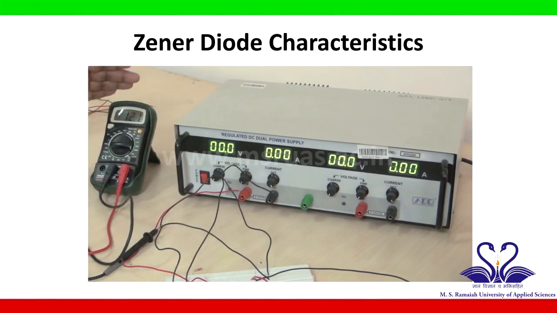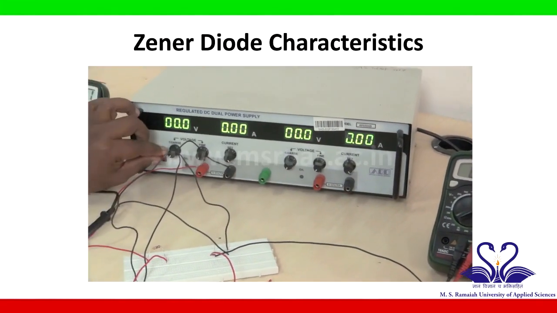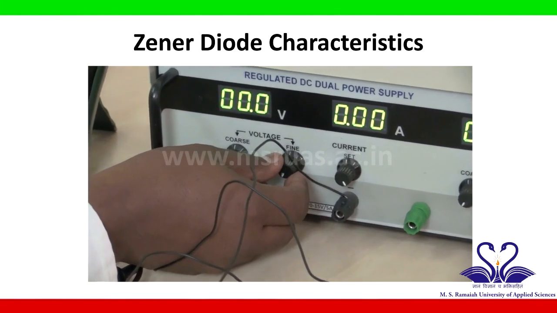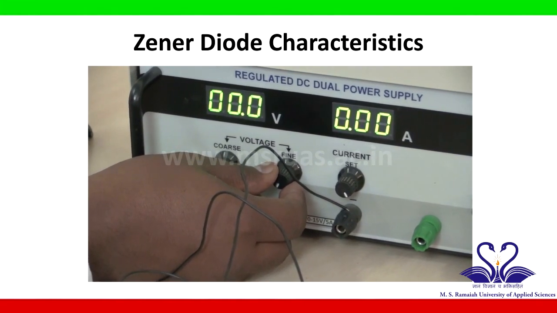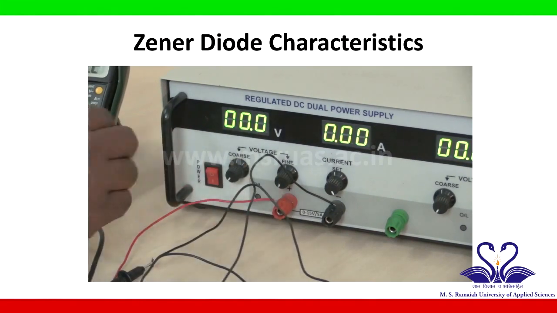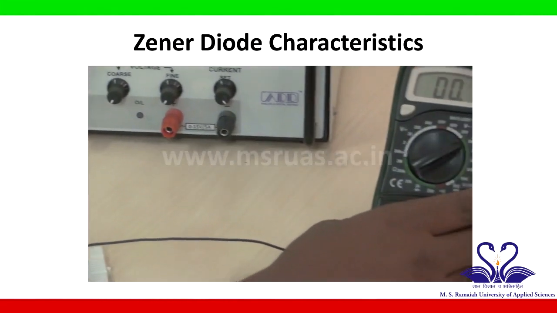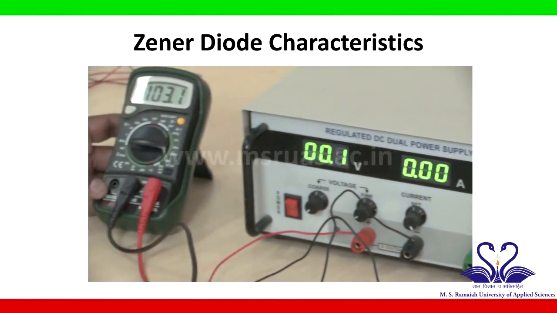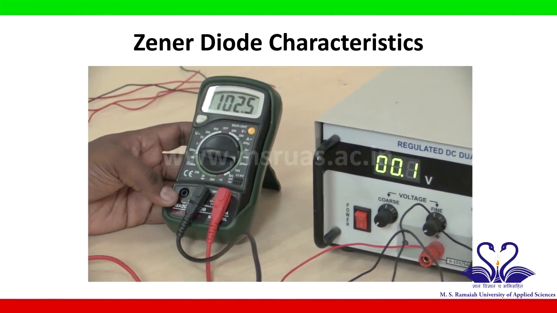This is the input voltage, this is the voltage across the Zener diode, this is the current through the Zener diode. Now I will vary the input voltage in steps of 0.1 volt up to 1 volt, and after 1 volt I will vary the input voltage in steps of 0.5 volt up to 6 volt, and I will note down the corresponding voltage and current readings from the voltmeter and ammeter respectively. For example, if I make the input voltage 0.1 volt, my ammeter reading is around 0.1 microamps, and the voltmeter reading is around 103 millivolts, which I will tabulate in the given tabular column.